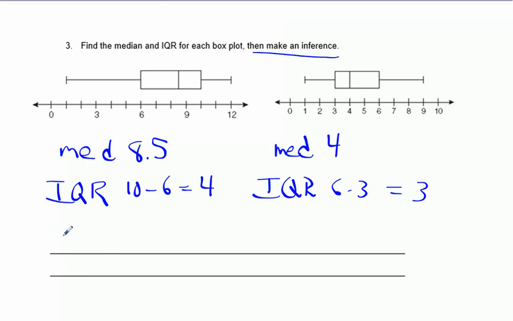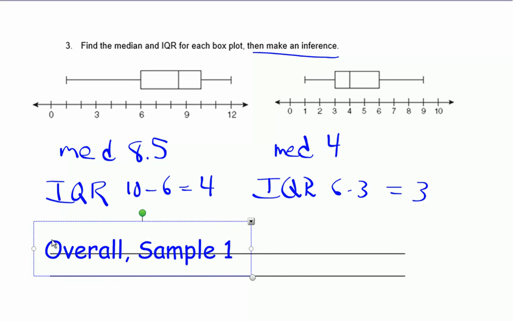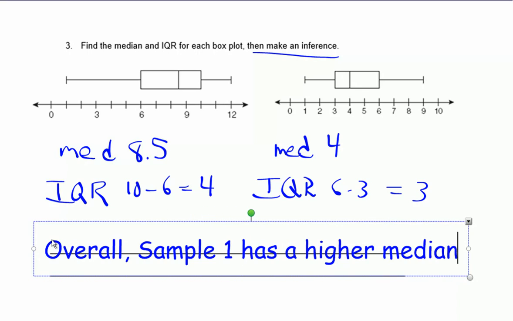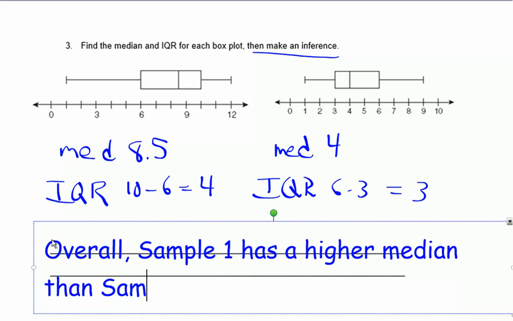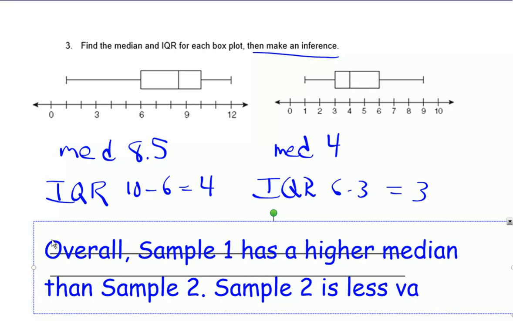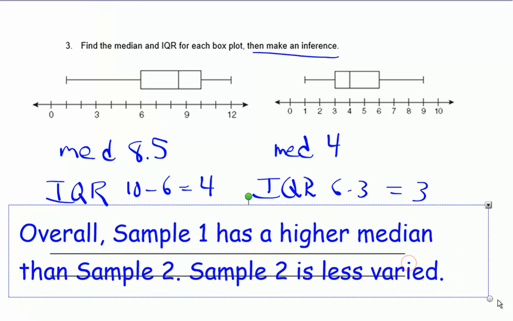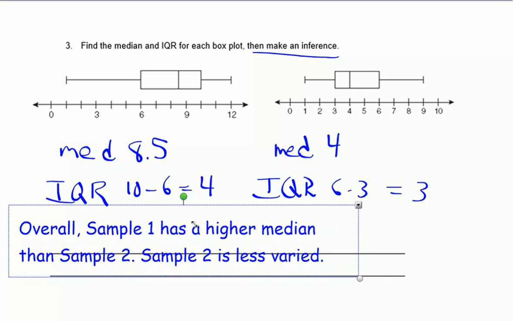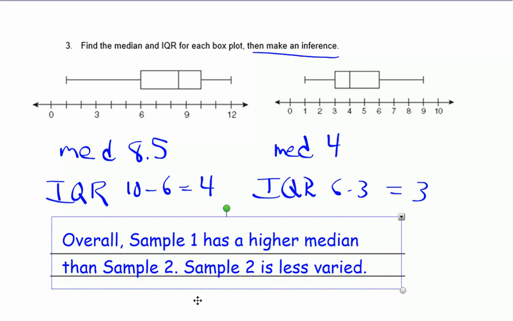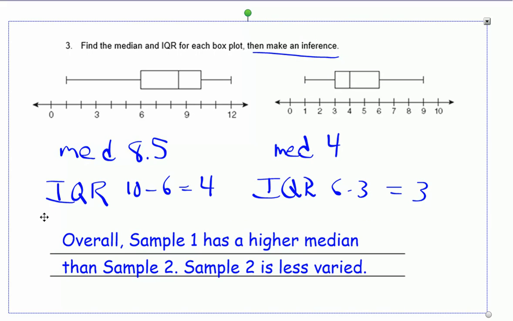Make an inference. Here we go. I'm going to say, start the word again, overall, we don't know. So let's call them sample 1 and sample 2. Sample 1 has a higher median than sample 2. Sample 2 is less varied. Or you could say sample 1 is more varied. Again, both of these sentences you can say in different ways. You can say sample 2 has a lower median than sample 1. I should have labeled these for you. Sorry, guys. Hope it wasn't too confusing.